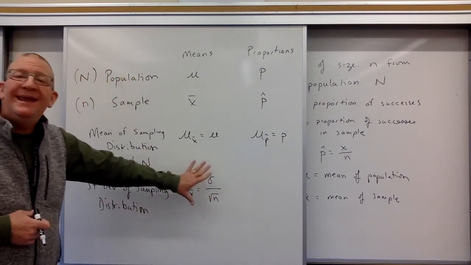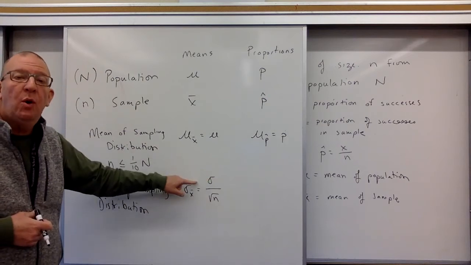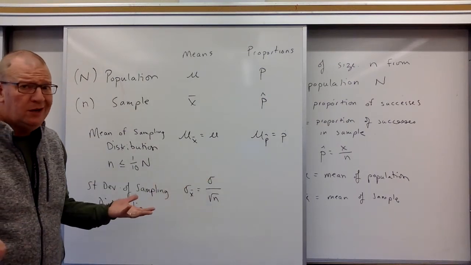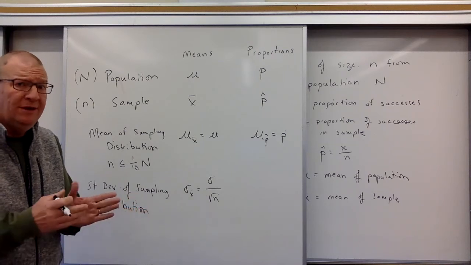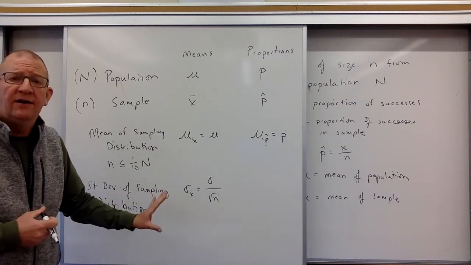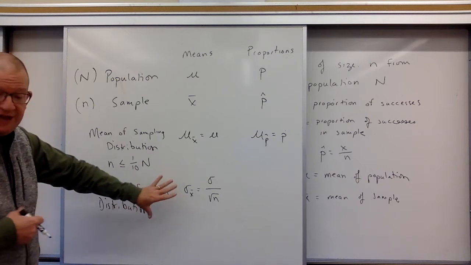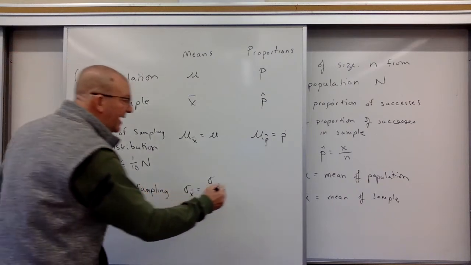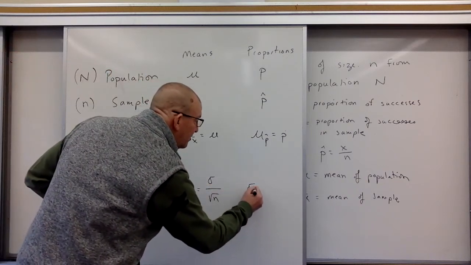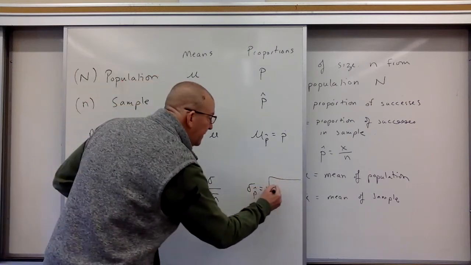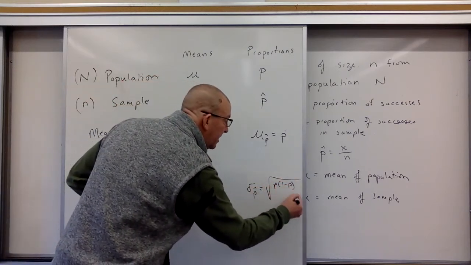Now, again, at the beginning, we're going to pretend to know the standard deviation of the population. Are we going to know that later on? No, of course not. And we'll change this a little bit. But this is an important first step into learning how to use these formulas. And again, the standard deviation of p hat is the square root of p times 1 minus p over n.